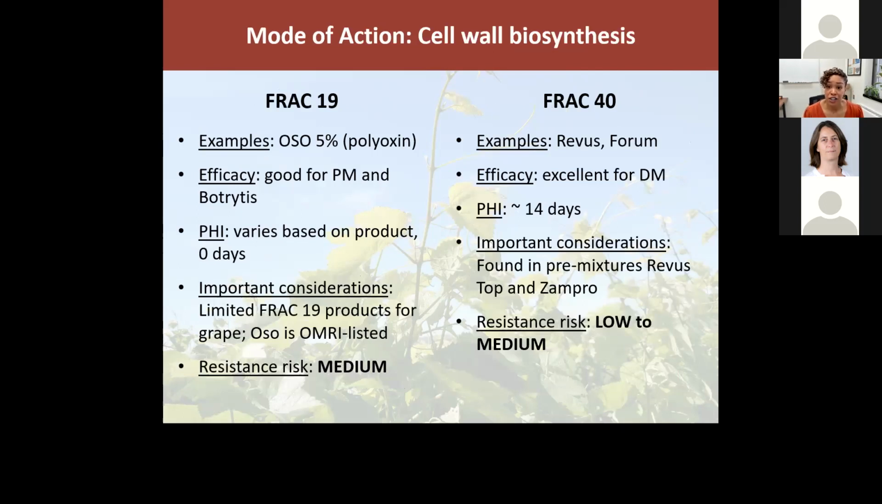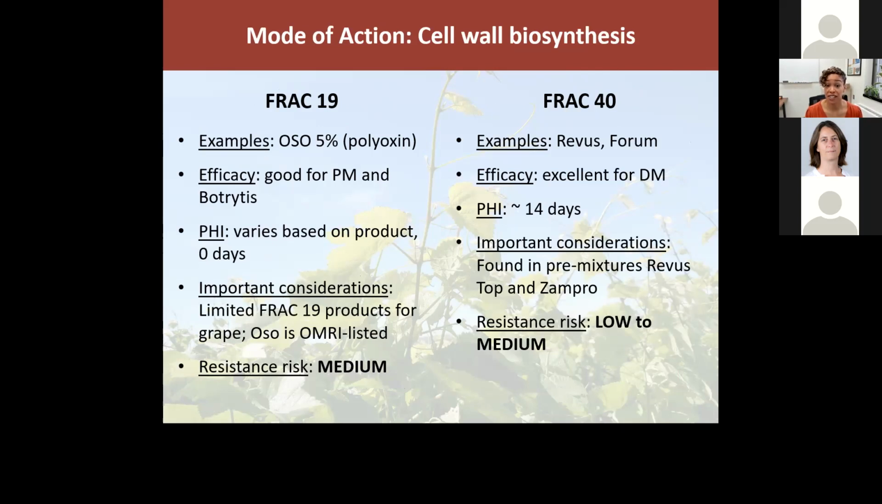A couple other modes of action. These are specifically targeted towards cell wall biosynthesis. So, right, just another way to kind of bring that fungus down. FRAC 19 are these polyoxin salts. I'm just listing Oso 5% as an example, but there are other products. They're pretty good for powdery mildew and botrytis, and they tend to have a low PHI, which is nice.